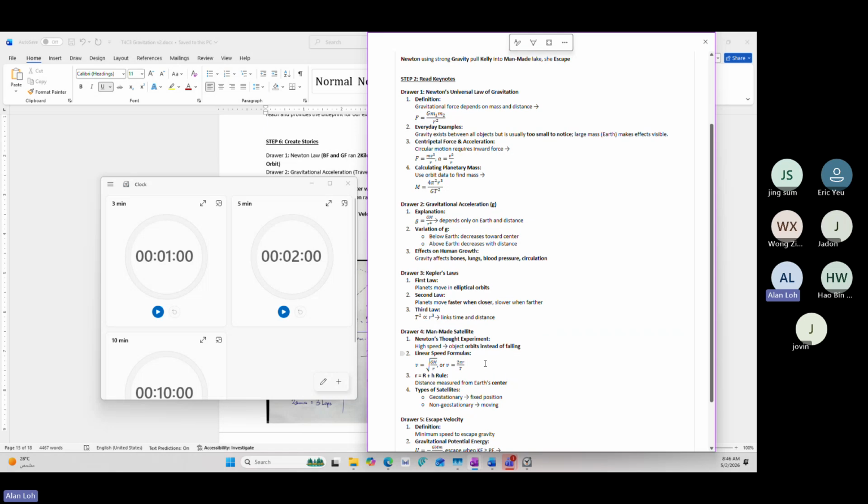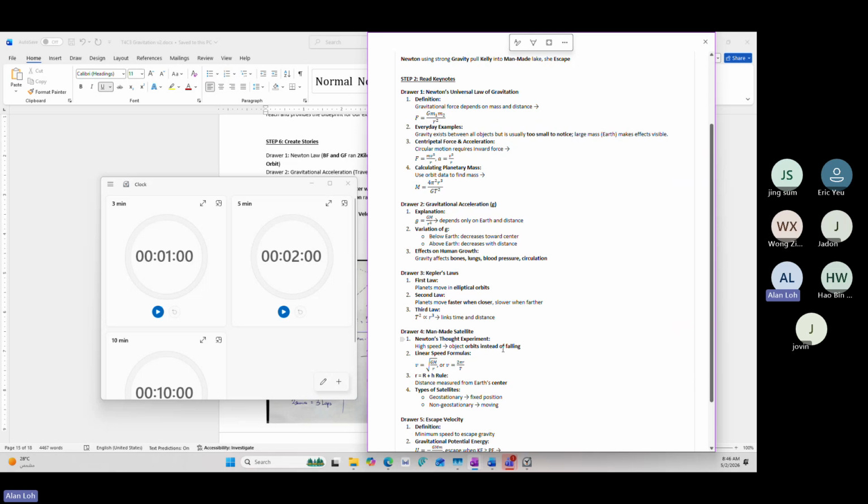Remember the very short story, the cartoon animation that I showed you just now? That should be able to help you remember the 5 drawers in sequence. So first you need to know that there are 5 drawers, and you need to know the names of the 5 drawers, right?